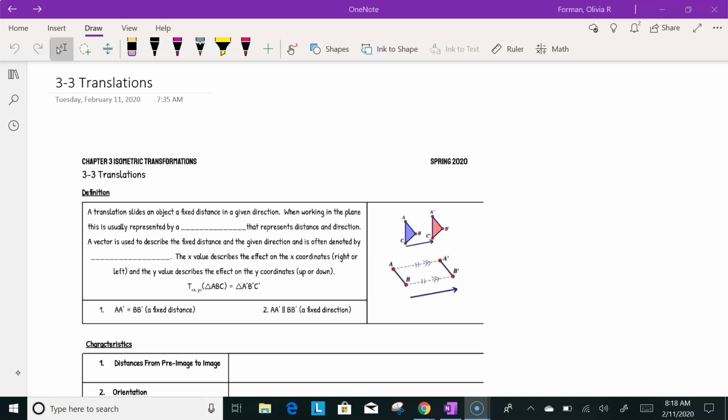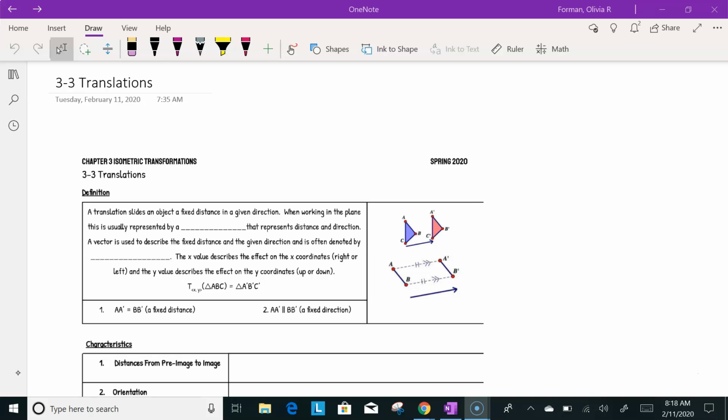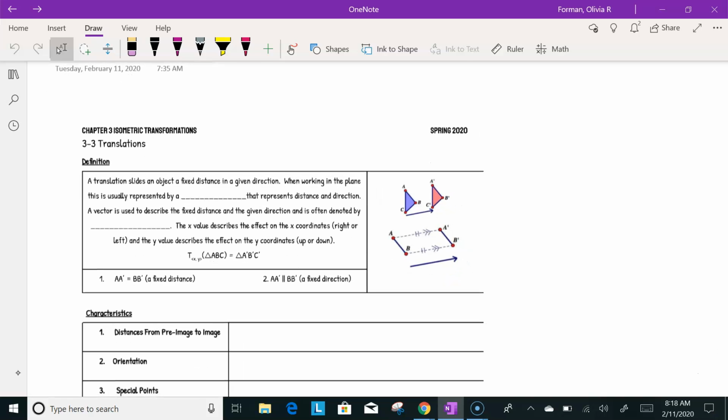We're going into 3-3 just because it's a little easier to explain over a video. Rotations, I kind of want to be there to help do it in person with tracing paper. So we're just going to do 3-3 because it is a little bit easier for me to explain being gone.